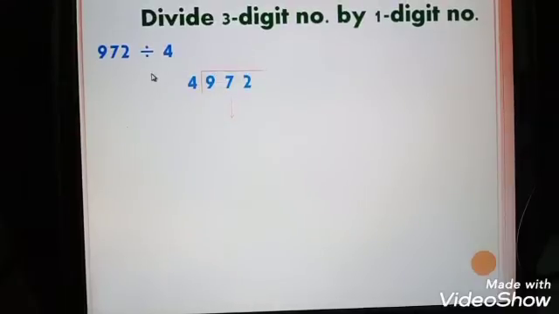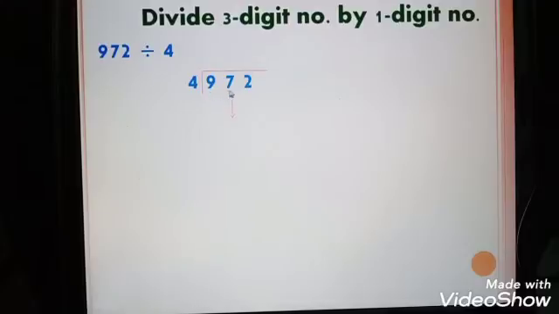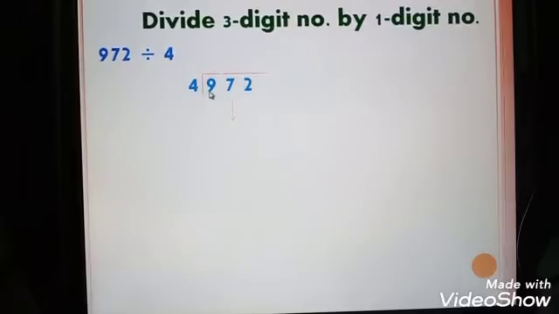Now, next number, 972 divided by 4. Now we are dividing a 3-digit number by 4. But the process is the same. So 972 is written inside and 4 is written outside, which is the divisor. So same, 4 is 1 digit. So here also we will take 1 digit first to divide.